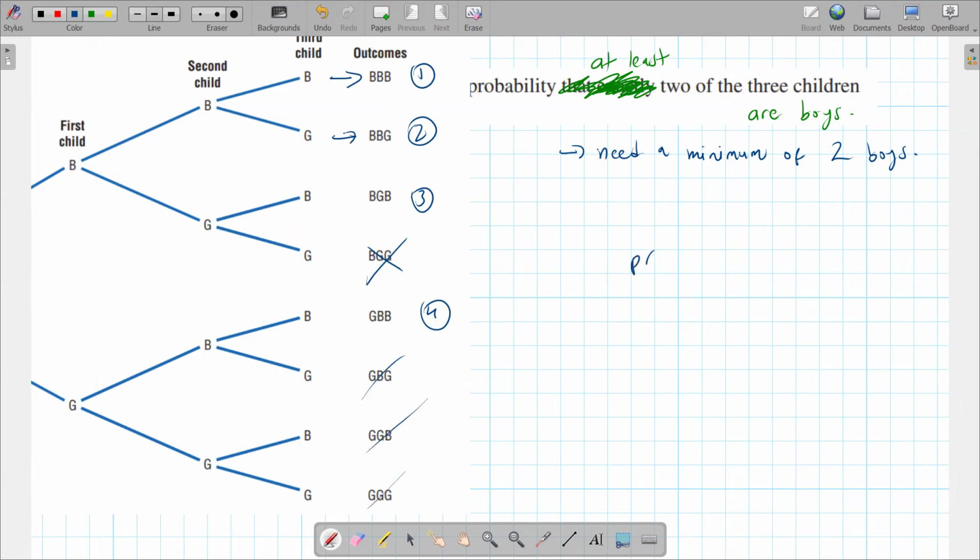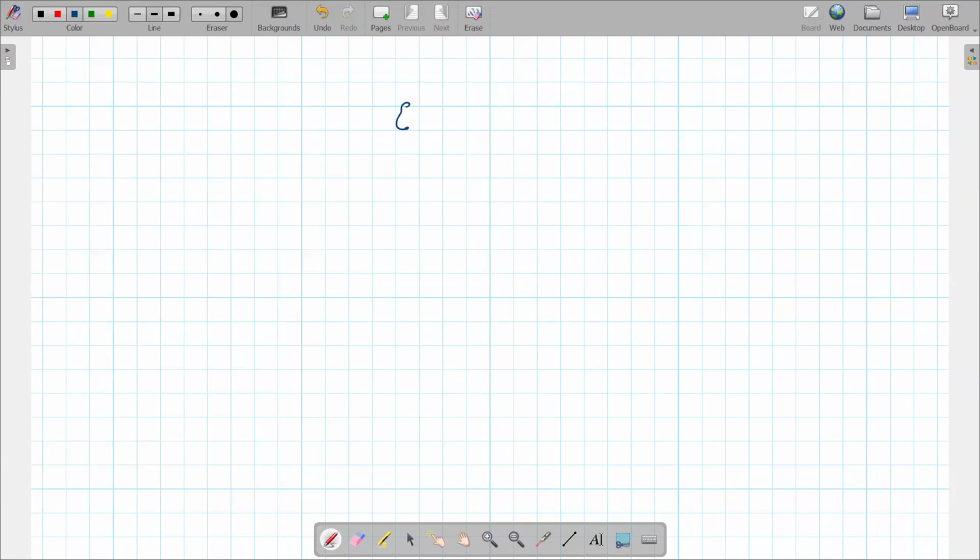So the answer here, minimum two boys, is going to be 4/8, which is 50%. Final answer. So that's what they can ask you sometimes. Just know that when it says exactly, these are just some stat terms.